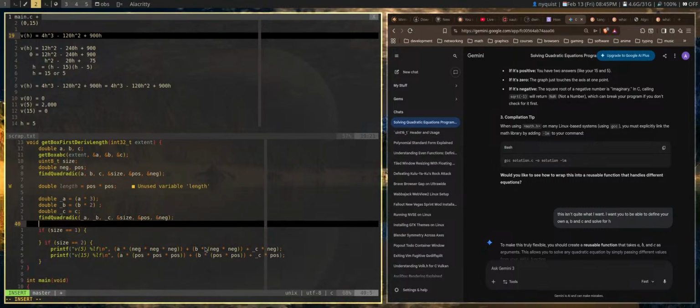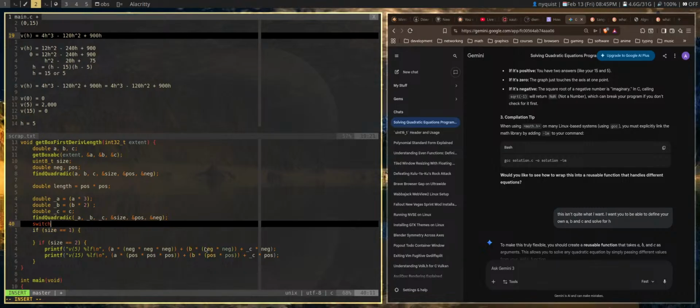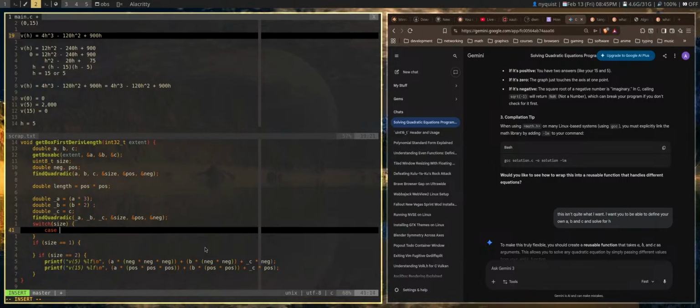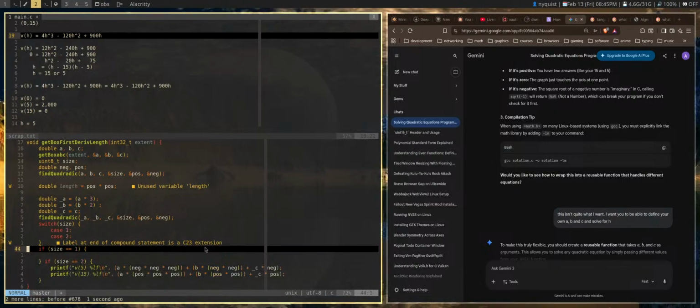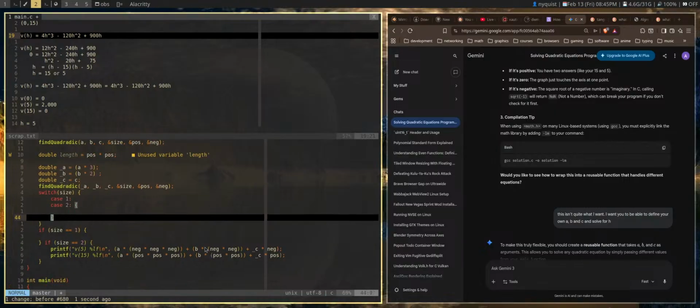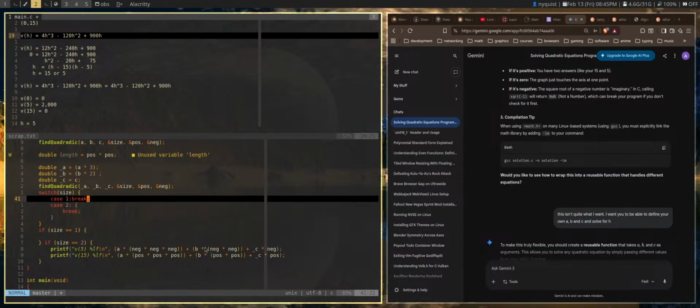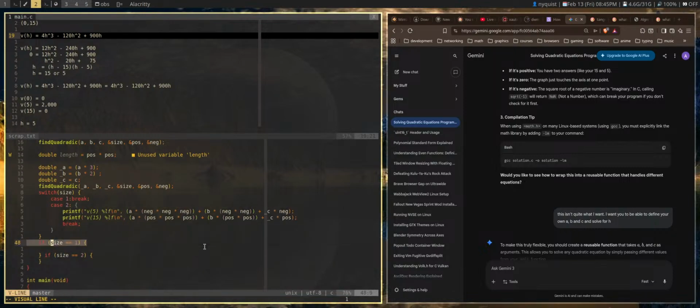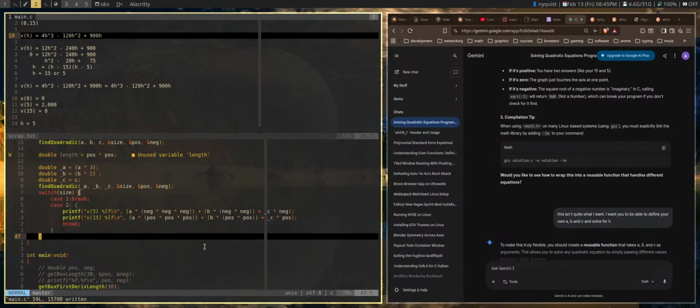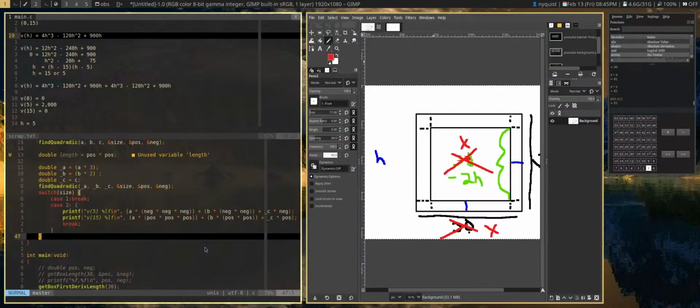Let's do a switch. Switch for size. Case 1. Case 2. I like switch statements. I know people have debates about whether you should use them, but I like them. I feel like it's just a C thing to do. Am I still streaming? I hope so.